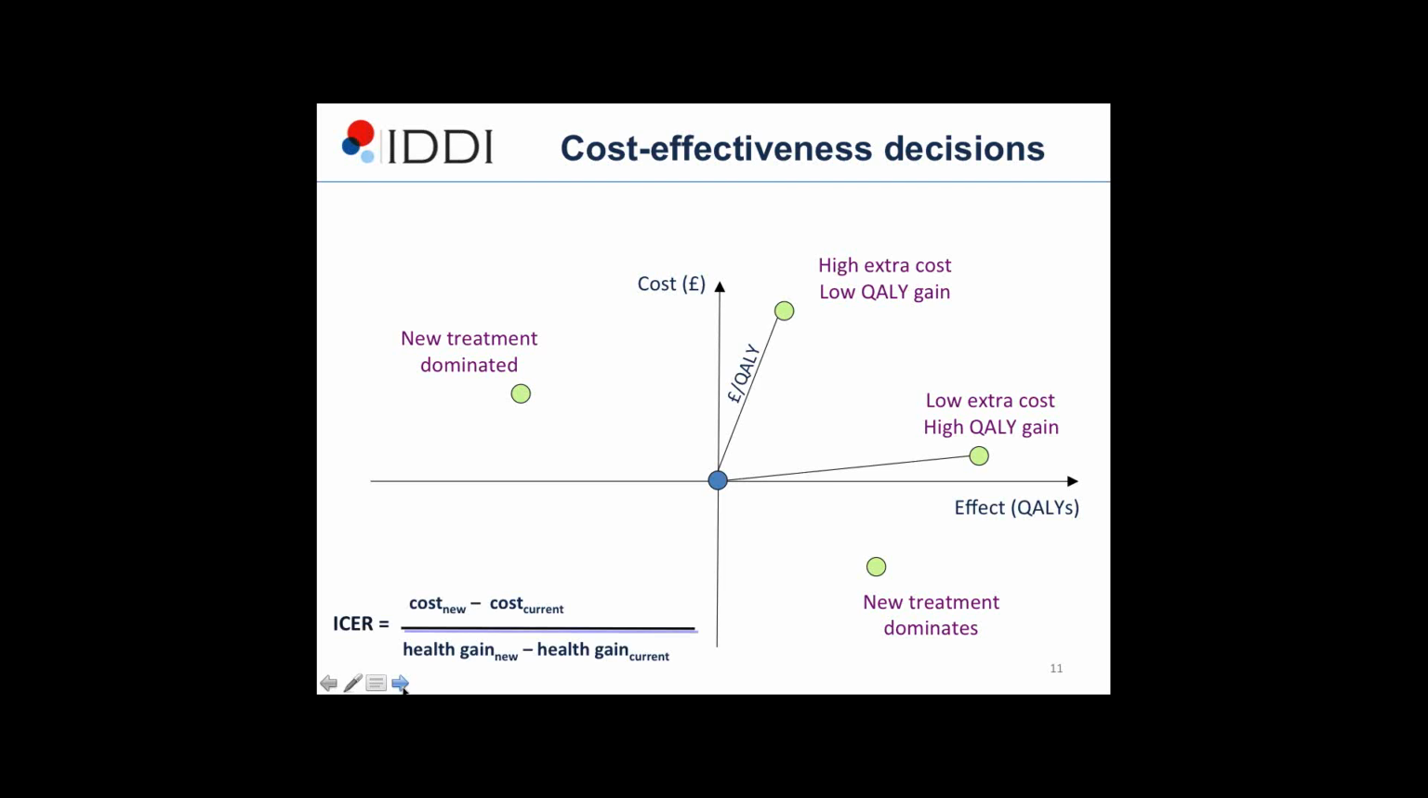And just on the bottom left, I can now introduce something called the ICER, or the incremental cost-effectiveness ratio. And what we're interested in on this particular slide is effectively the incremental cost for what is the incremental health gain or QALY gain. And you can see there's two examples here. Lower extra cost, high QALY gain. That would be a low ICER, whereas high extra cost, low QALY would be a high ICER. How do we decide which one of those represents good value?